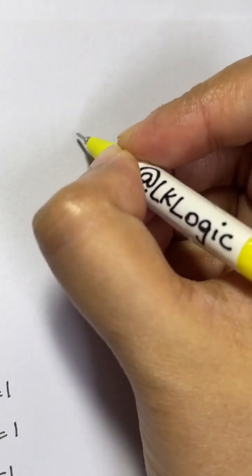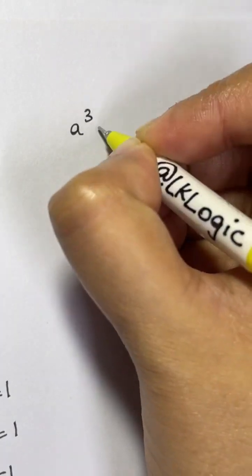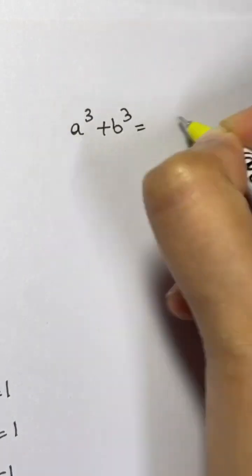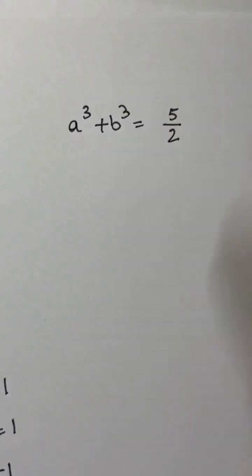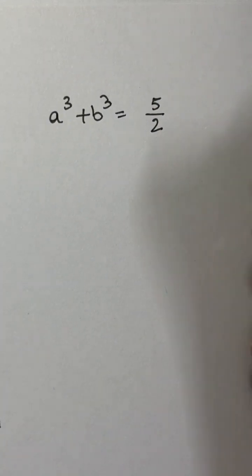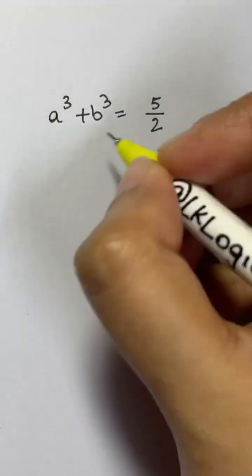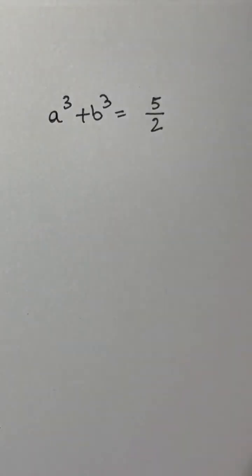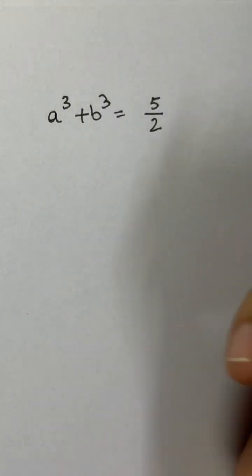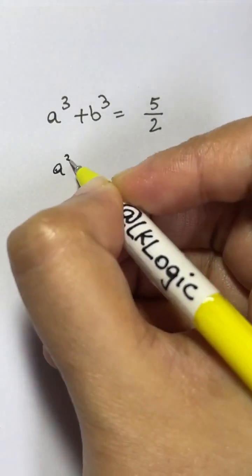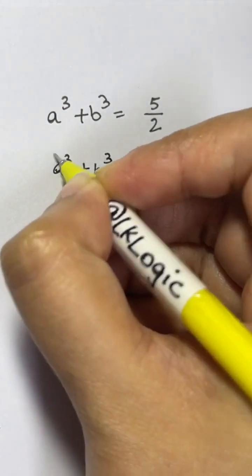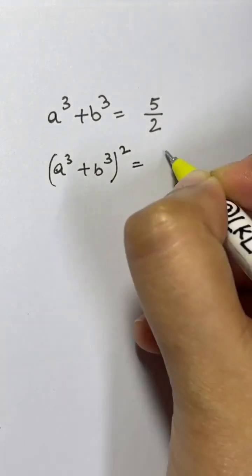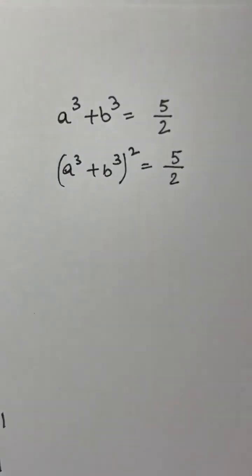So we have a cube plus b cube is equal to 5/2, right? So now let me square this, squaring on both sides. So if I square this, I'm going to get a to the power of 6. So a cube plus b cube the whole squared is equal to 5/2.